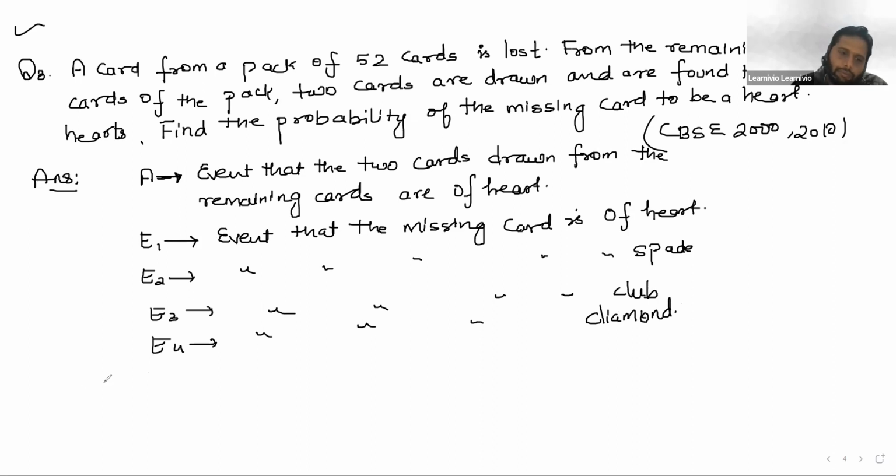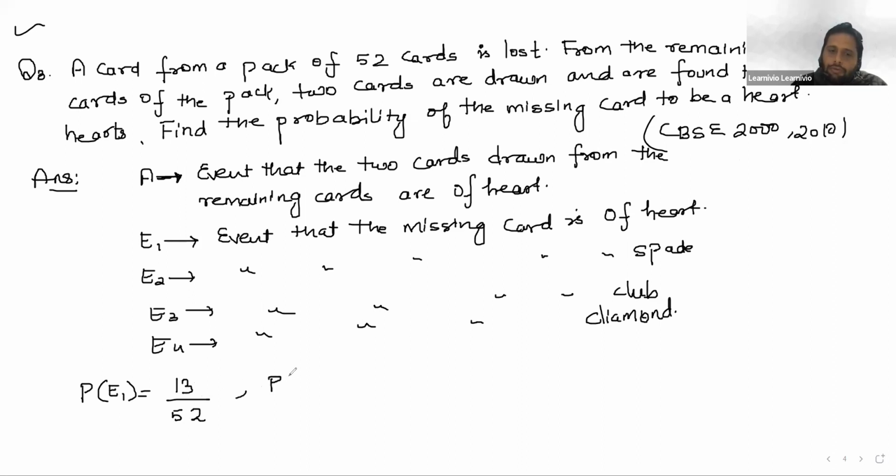Okay, then tell me one thing, Nabil. What is P(E1)? One by 13. Very good. Okay, so why 1/13? 13/52. Okay, P(E1) is what? Missing card is of heart. So how many hearts are there? 13. Okay, so 13 by total, which is 52.